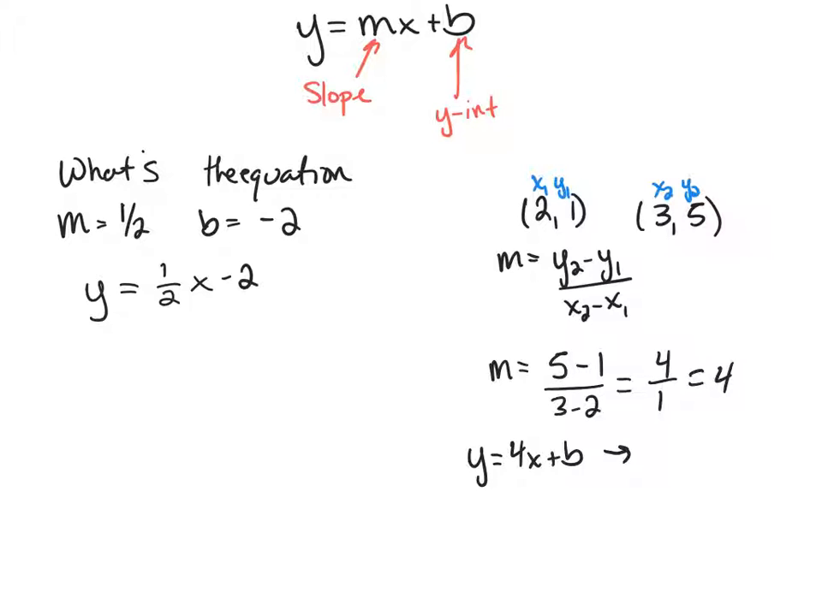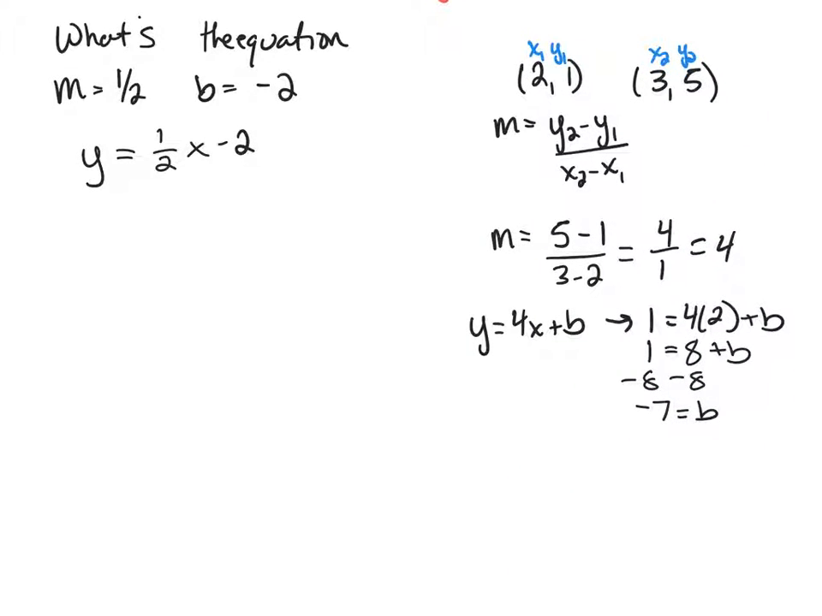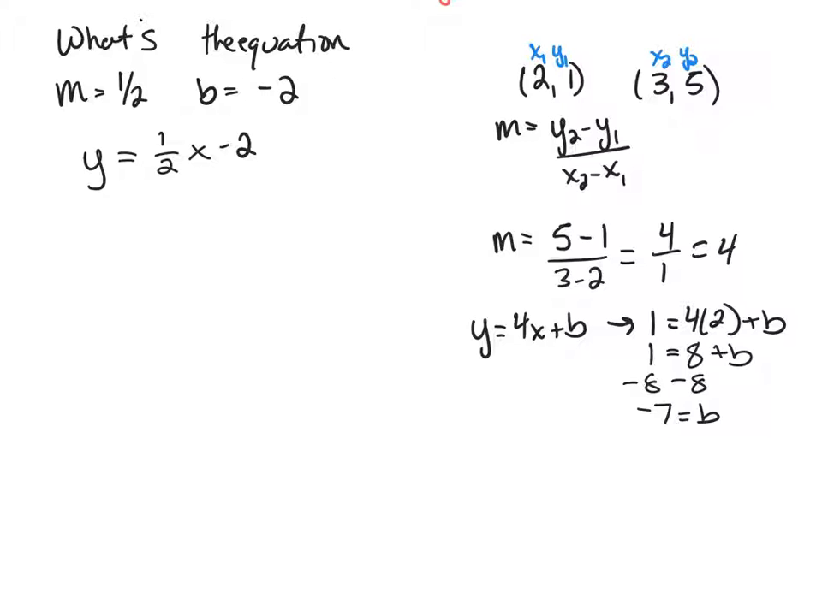Remember, if I know that 2, 1 is a point on this graph, I can say, when y is 1 and x is 2, what does that make b? So I just solve this equation and say 1 is equal to 8 plus b, and then I solve for b. Minus 8, so I get -7 is equal to b. And so now when I write this, I know I have y equals 4x because I already found my slope. Now I know my y-intercept, I have -7. So there's my full equation: y equals 4x minus 7.